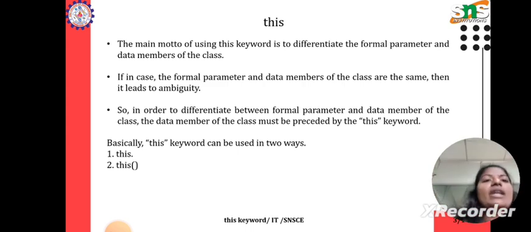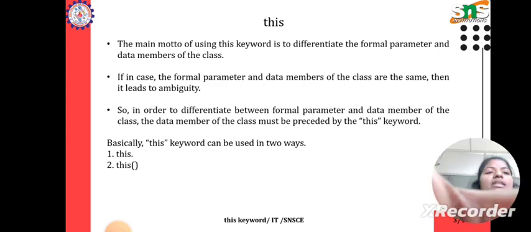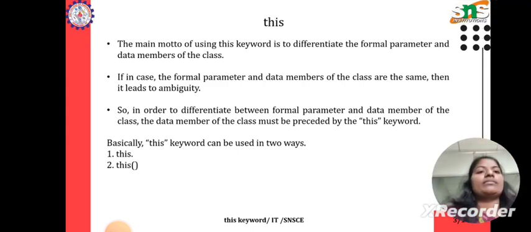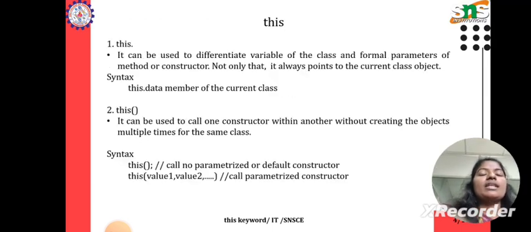Basically, this can be used in two ways: this and this method. It can be used to differentiate variables of the class and formal parameters of methods or constructors. Not only that, it always points to the current class object. Syntax: this dot data member of the current class.